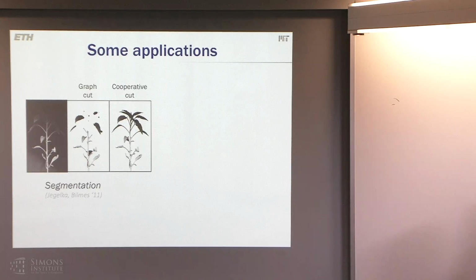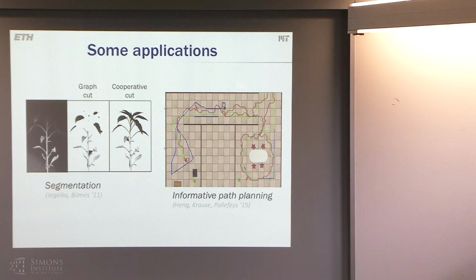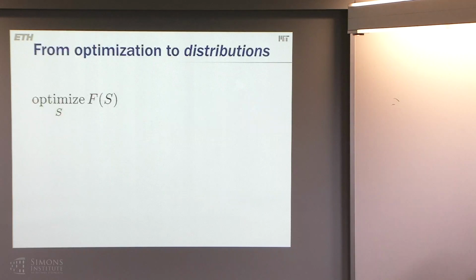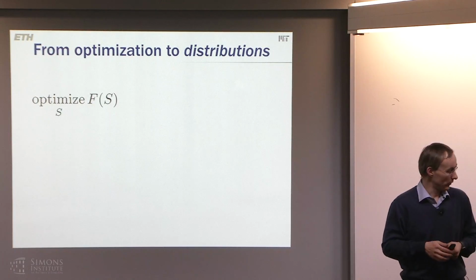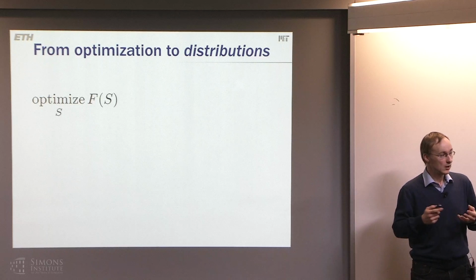There are lots of nice applications in computer vision. I won't have time to discuss those in more detail, but they solve very challenging segmentation problems, and also submodular maximization, for example, informative path planning and so on. We have very complicated combinatorial constraints that this viewpoint allows you to handle. It's also very useful for dealing with probability distributions associated with submodular functions. And I want to just talk about this a little bit.